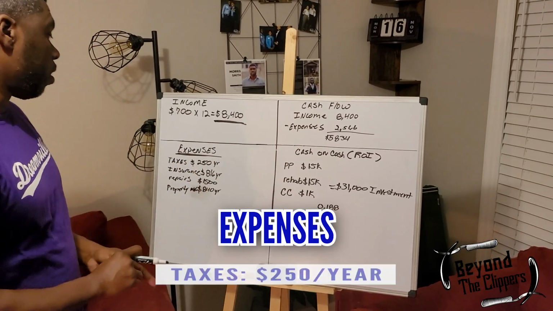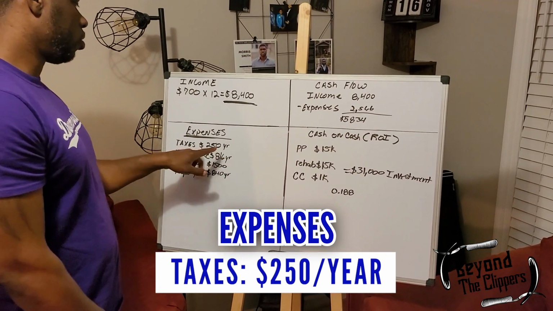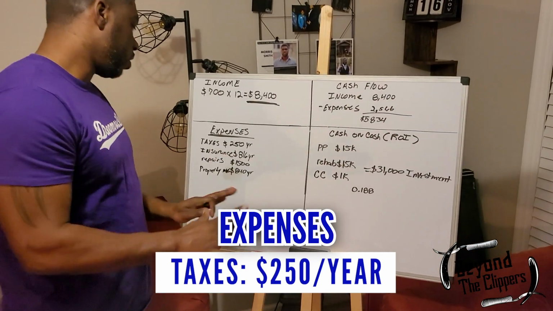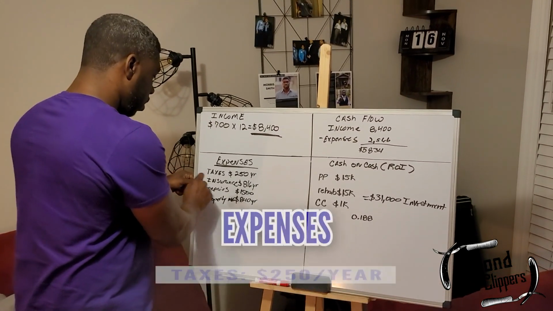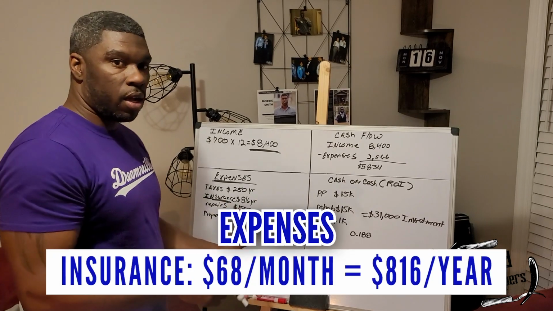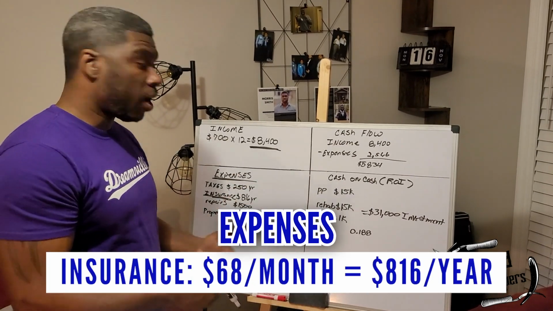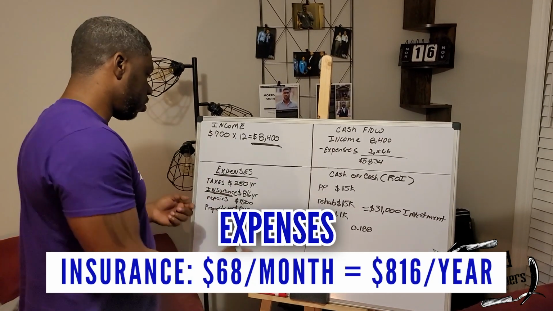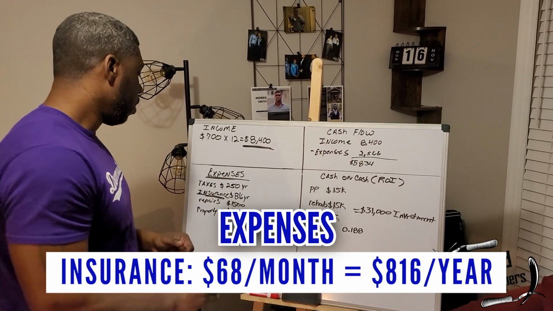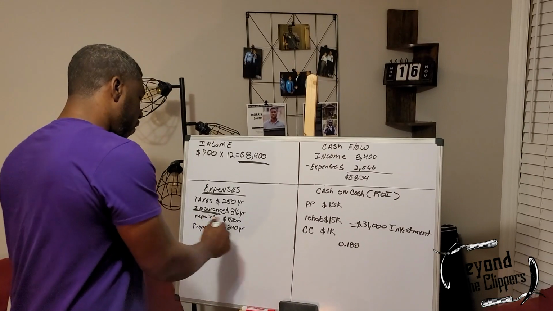All right, you have your taxes, which is $250 a year, because where I invest, the taxes are cheap. You have your insurance, which comes up to about $68 a month, which gives you roughly $816 a year. Now in repairs, we put about $1,500.